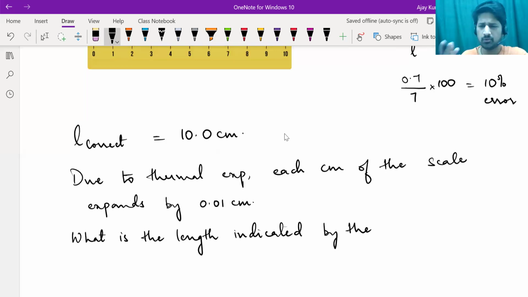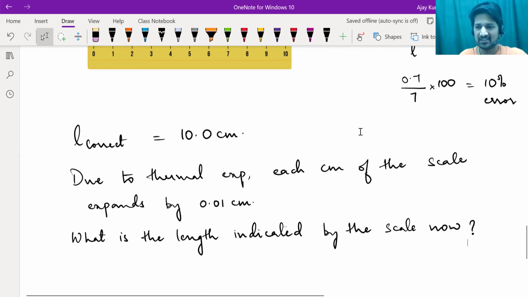One of you quickly tell me, will it indicate a length greater than 10 centimeters or less than 10 centimeters? If the scale expands, will it indicate a length greater than the original length or less than the original length? Okay, less than 10 centimeters. Correct, correct. So I want you to find out exactly what length it will indicate now. Try. I'll give you all 2-3 minutes.